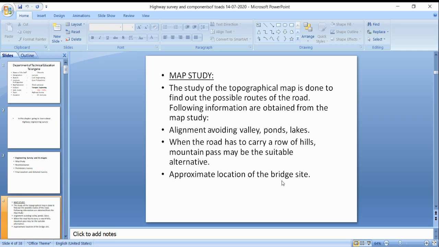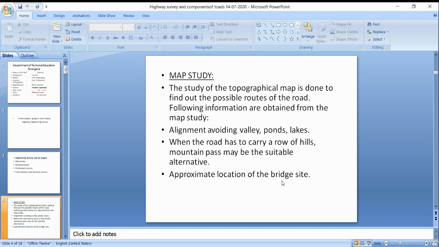Map study is nothing but using the topographical map, which is already prepared with the help of a survey, to find out the possible routes. You can take the India topographical map, already made by the Survey of India. It will be available, so take that map and mark the possible routes.